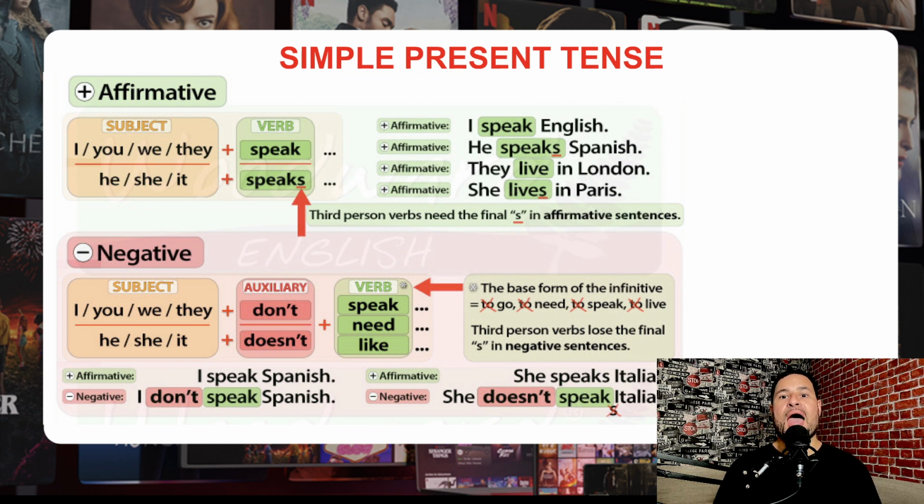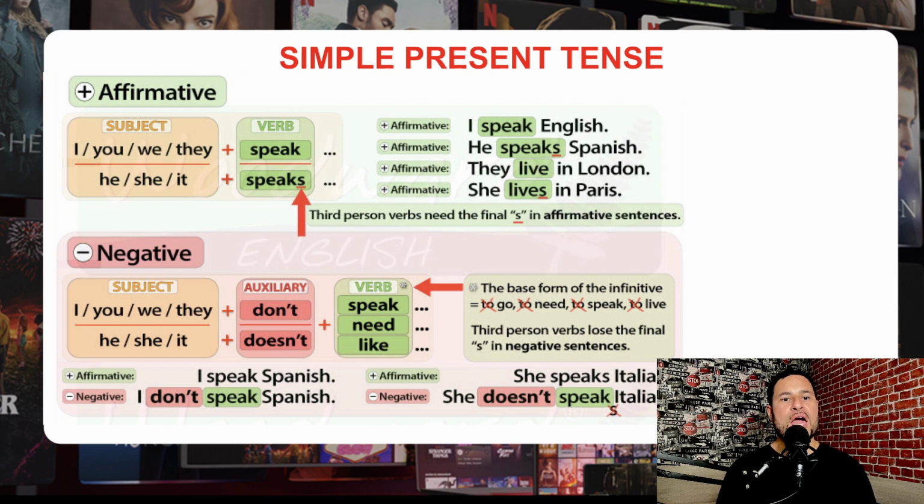Okay, so I speak English, he speaks English, they live in London, she lives in Paris. Okay, so with he, she, it, you add an S. It's important to pay attention to this. You add an S, she lives.